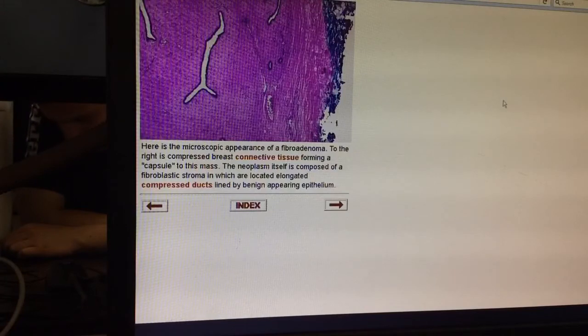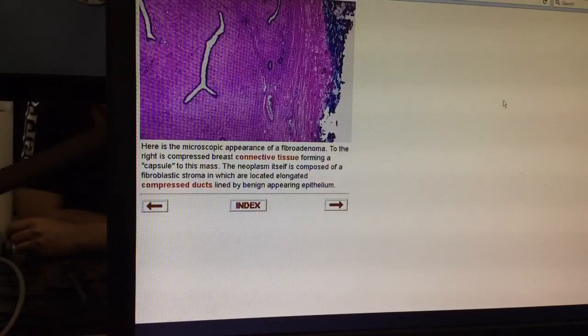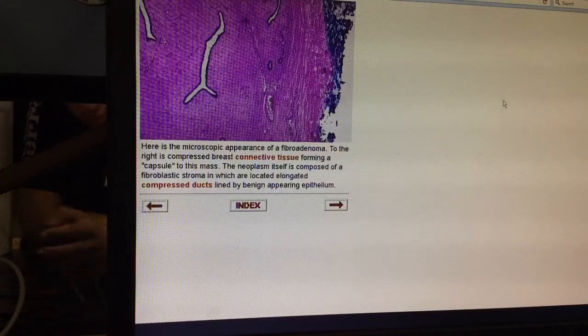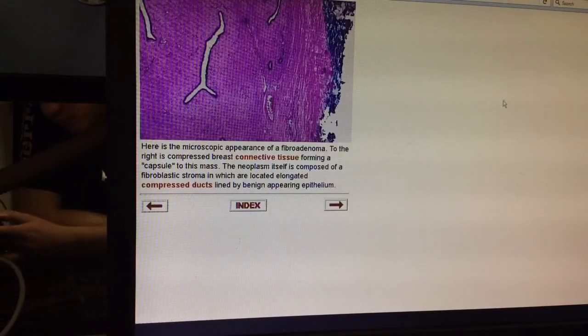This is another type of benign lesion of the breast, and it is the most common benign breast lesion. It is called a fibroadenoma. As we said, there are 2 components of the breast, either ductal or lobular tissue and the stromal tissue. There is a proliferation of the stromal part.